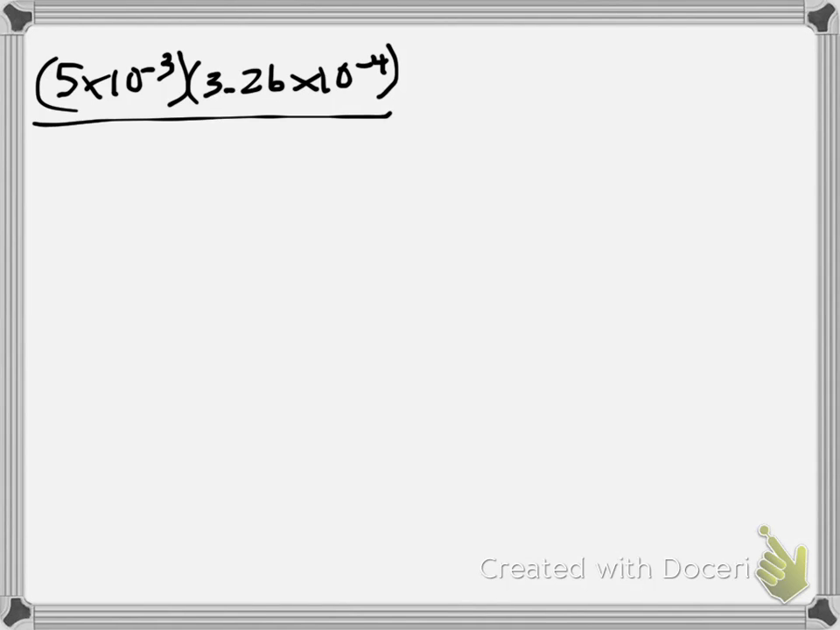So we've got 5 times 10 to the negative third. We're going to multiply that by 3.26 times 10 to the negative fourth. We're going to divide that whole thing by 4 times 10 squared. So what I'm going to do is pull out all the coefficients and put them together. So I have a 5.